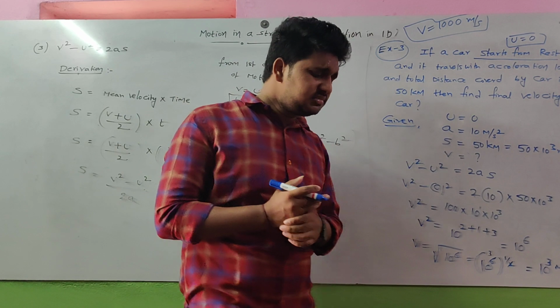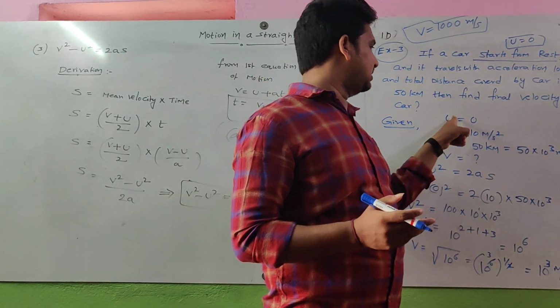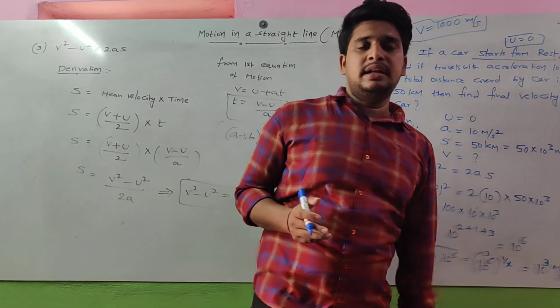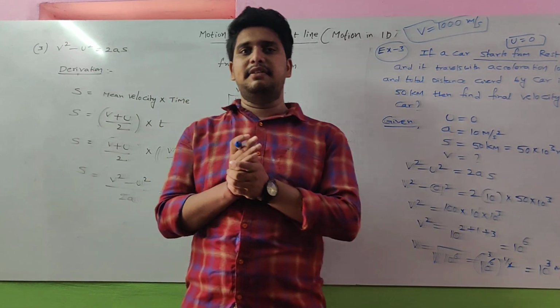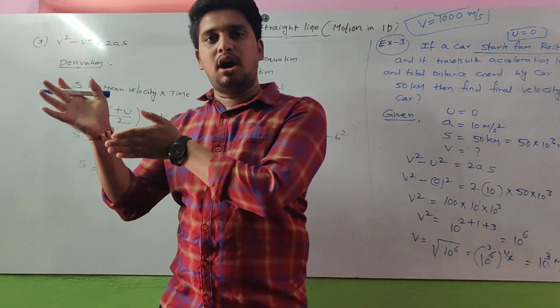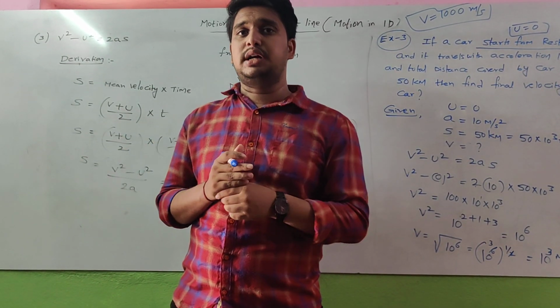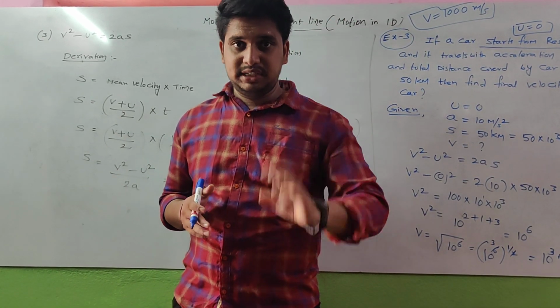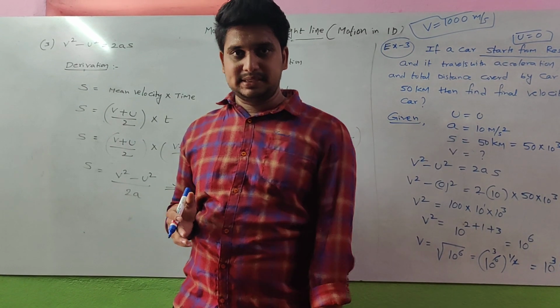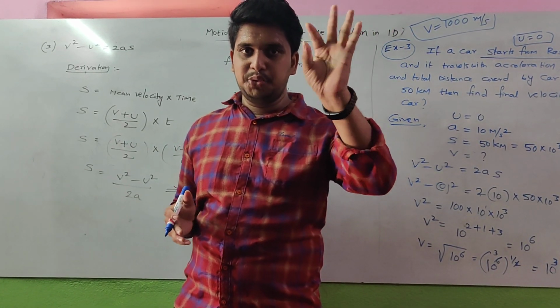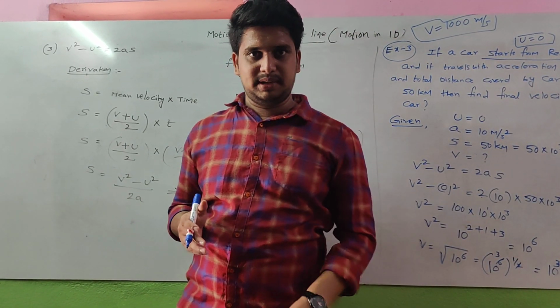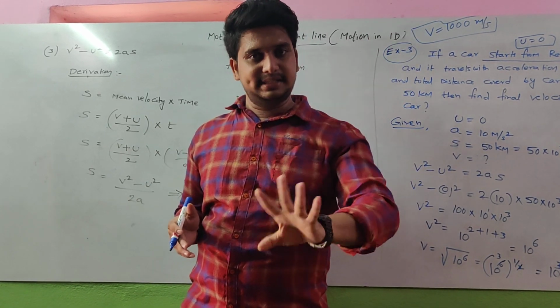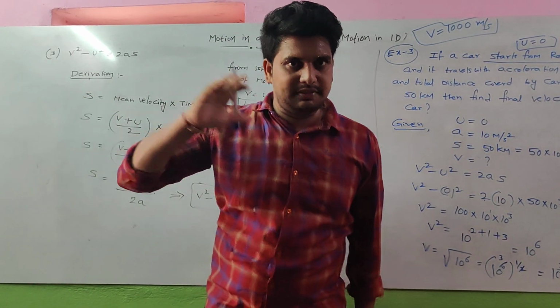Like this, we had 4 parameters: u, a, s, v. When these 4 parameters are given, we should choose the third equation, because the third equation contains v, u, a, s. Observe carefully. The first equation is v is equal to u plus at. That means it contains v, u, a, t. These are the 4 parameters. If the v, u, a, t relation is given, you should apply the first equation.